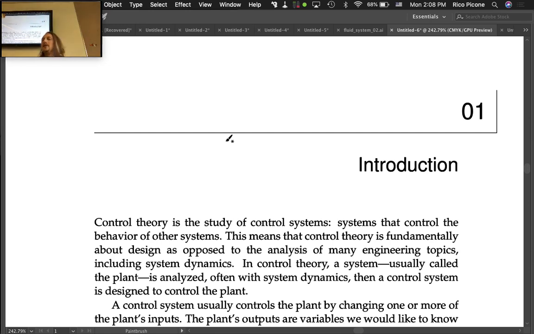New text, new draft text. Control, an introduction.